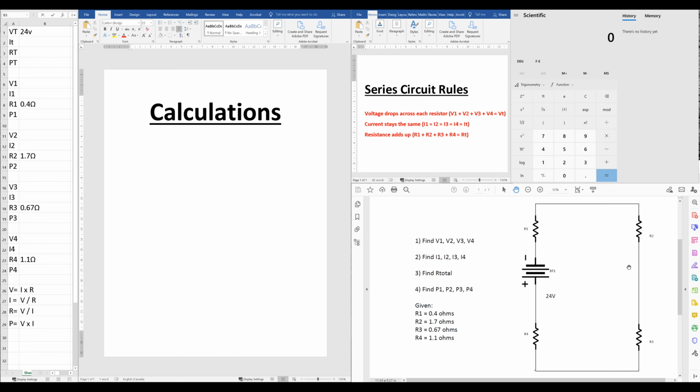Today, as promised, I'm here to show you how to solve a simple series circuit. So I'm going to give you a quick tour around my screen here and then we'll get started.